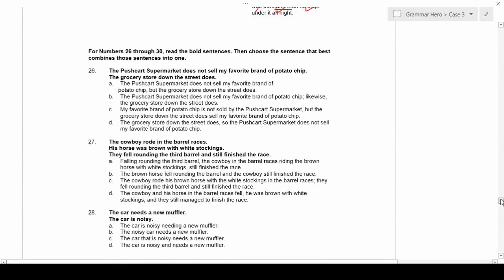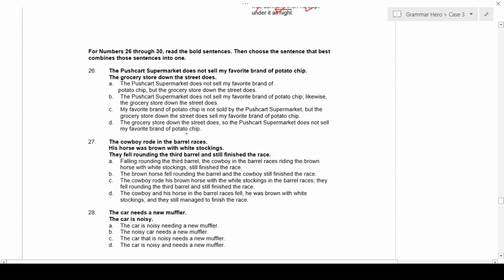For numbers 26 to 30, it says choose the sentence that best combines the sentences into one. So we're going to basically be rewriting these two sentences into one by rearranging them in some cases and by using punctuation in others. So let's go ahead and take a look at these. The key, as was the case in last section, is to read every answer choice. As soon as you see one that doesn't make sense, cross it out. Okay? So number 26.